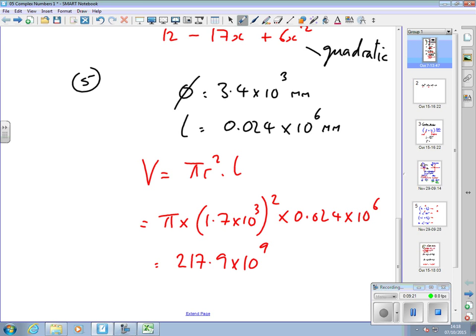17.9 millimeters cubed, because it's a volume. Okay.